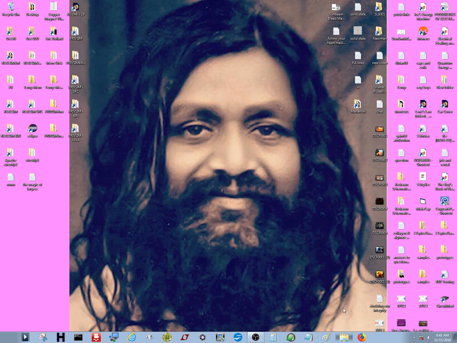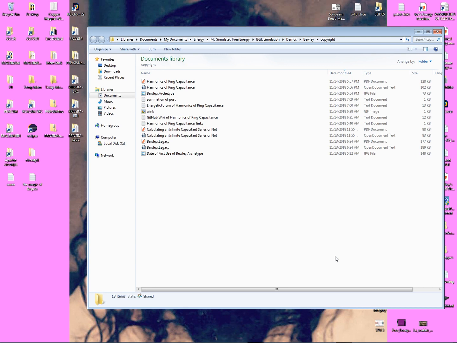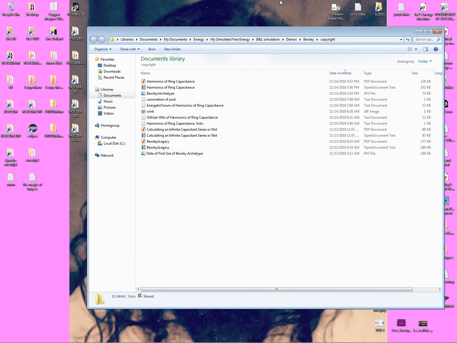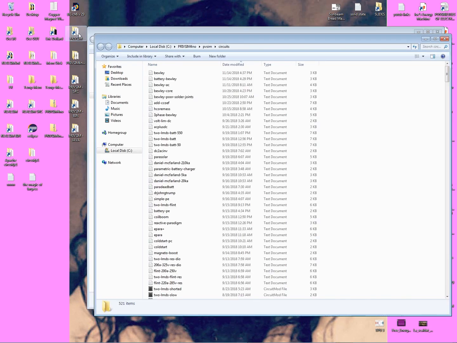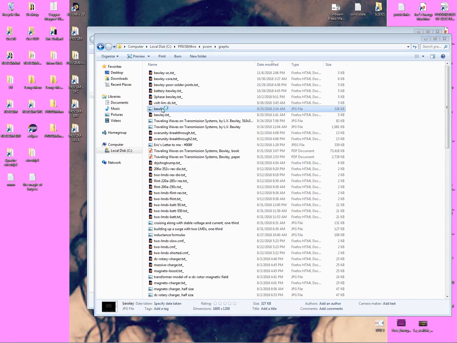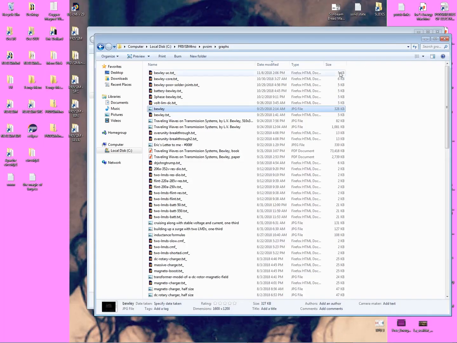So I go and I look under a folder called copyright, and it is the wrong folder. Okay. Let's see. Yeah, it's the wrong folder. So we look under here, we go, my private simulator folder, and we look under graphs, and then we look for Bewley. No, that's the wrong one. We look for... here we go.